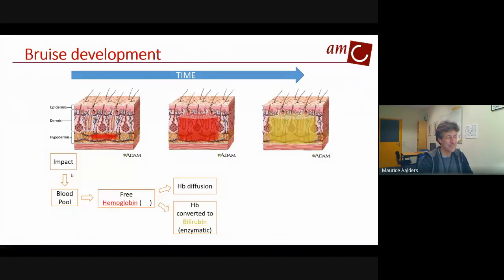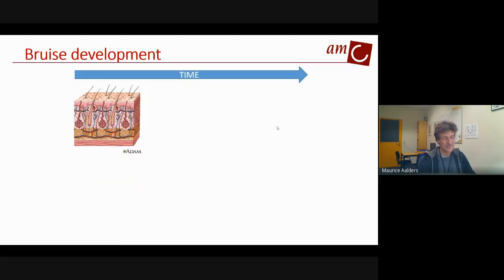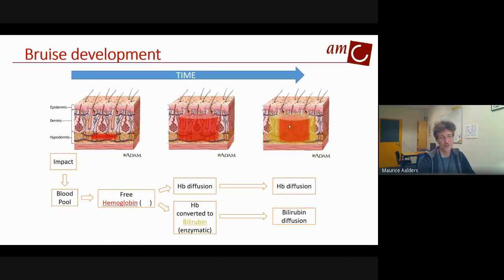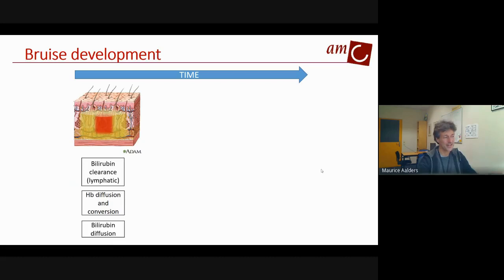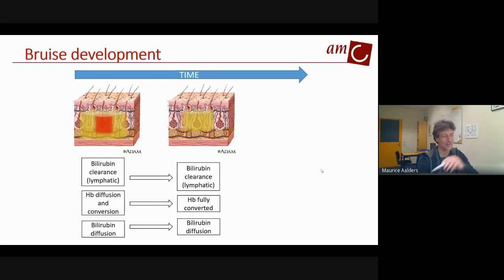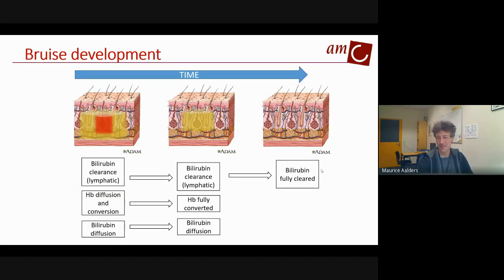So what we have here, there's an impact, there's a blood pool, there's free hemoglobin going into the skin, there's hemoglobin diffusion, and some of it is converted to bilirubin. So you have something like this with the core of hemoglobin slowly diffusing outward, and then there's bilirubin going faster, and that's these differences in sizes of area. This is what we measured with spectral imaging. And then at some point there's clearance, and then it's fully converted, and the bruise is healed again. So this is basically what happens in the skin.